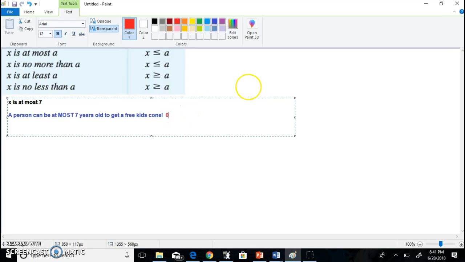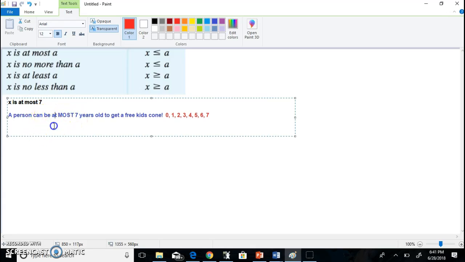They can be 0, a baby. They can be 1. They can be 2. They can be 3. They can be 4. They can be 5. They can be 6. Can they be 7? Well, they can be at most 7. So yes, they can be 7. Can they be 8? No, because 7 is the most that they can be. So you can see that this is a less than problem.